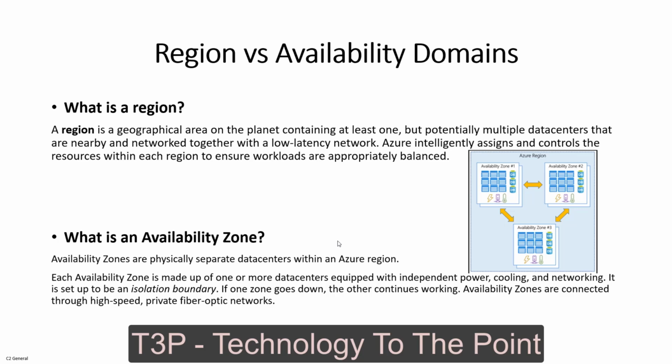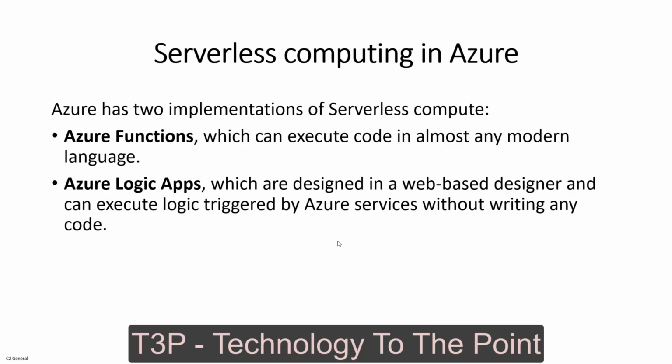So the thing is, when we want to save our infrastructure if the data center fails or goes down, right? So what will we use? We will use more than one availability zone for that. It also provides an isolated boundary for your region.